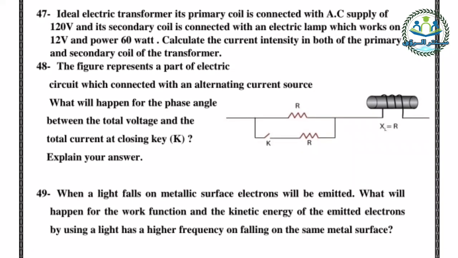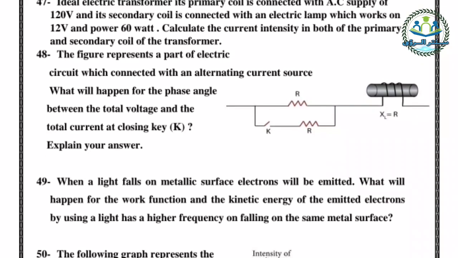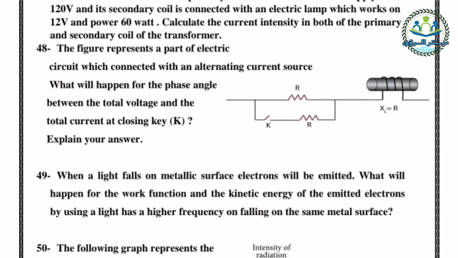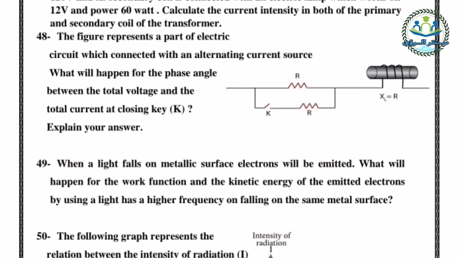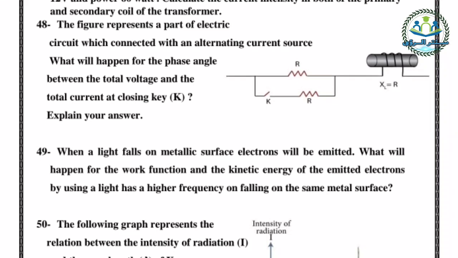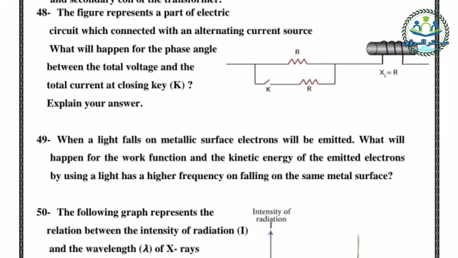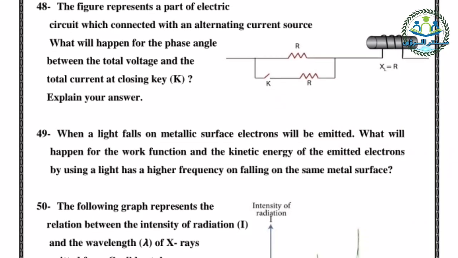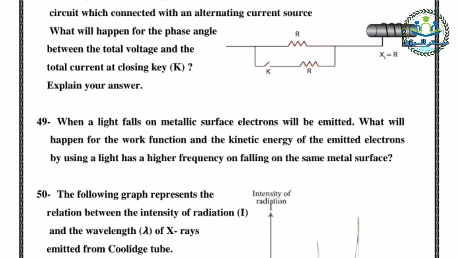48. The figure represents a part of an electric circuit which is connected with an alternating current source. What will happen to the phase angle between the total voltage and the total current at closing K? Explain your answer.